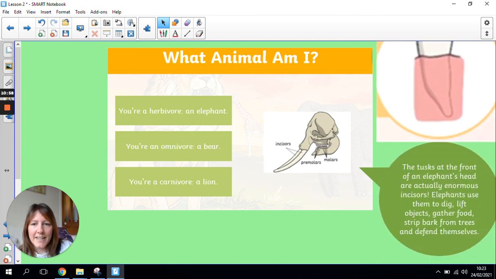Okay, it is a herbivore, an elephant. So the tusks at the front of an elephant's head are actually enormous incisors. Elephants use them to dig and lift objects, gather food, and strip the bark from trees. They're also used to defend themselves as well.